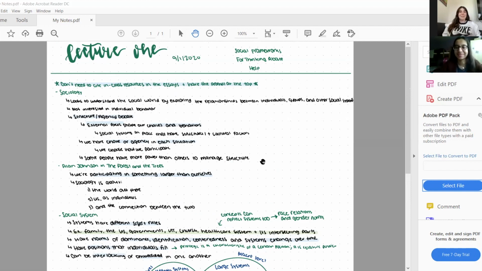Sounds good. Okay, perfect. So, let's start up here. How does sociology try to understand the social world? So it looks at relationships between people and groups and other systems. Exactly. Perfect. Now, what are the three tenets that sociology is about according to Alan Johnson? It's about the world out there, us as individuals, and the connection between the two.